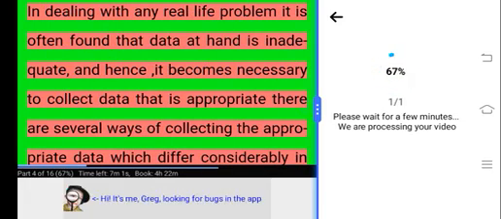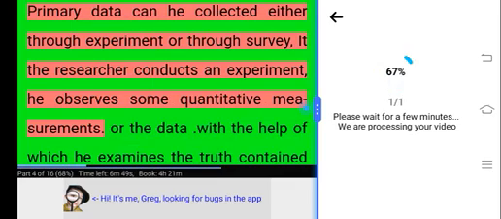Collecting the data. In dealing with any real-life problem, it is often found that data at hand is inadequate, and hence, it becomes necessary to collect data that is appropriate. There are several ways of collecting the appropriate data which differ considerably in context of cost, time and other resources at the disposal of the researcher. Primary data can be collected either through experiment or through survey.